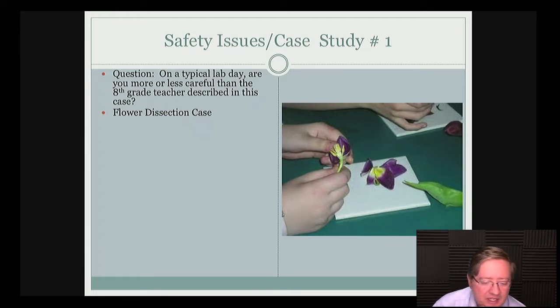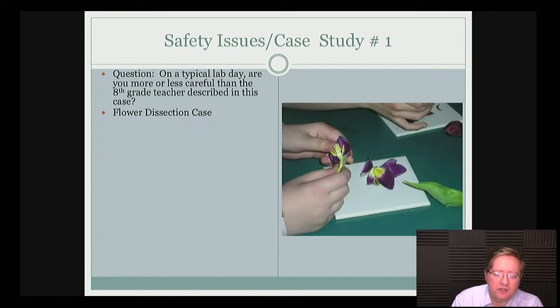An 8th grade science class is doing a dissection with the flowers that you can see here. This happened in Wisconsin in 2009, so these are actual cases. First period, 2 students get cut. Minor, nothing serious. They don't need to go to the nurse. They put a Band-Aid on it and it's fine.